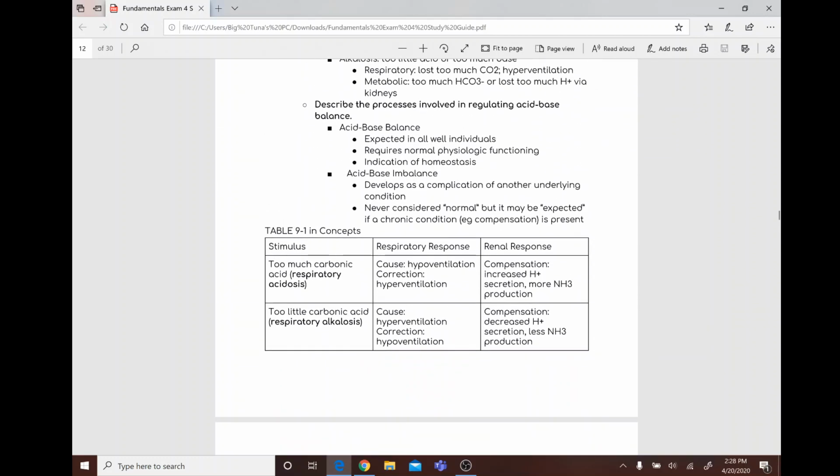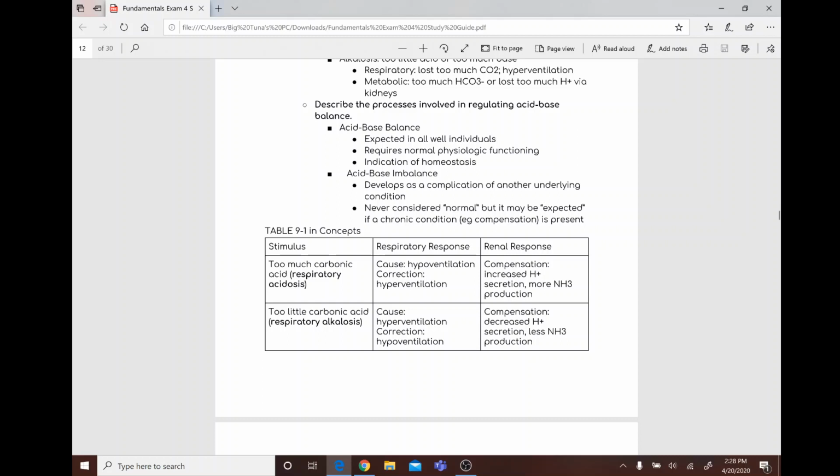Alright, let's say you have too much carbonic acid, so respiratory acidosis. What is the respiratory response? Hypoventilation is causing this, so you're going to correct this via hyperventilation. What will the kidneys do? Compensate by increasing hydrogen secretion and producing more NH3.